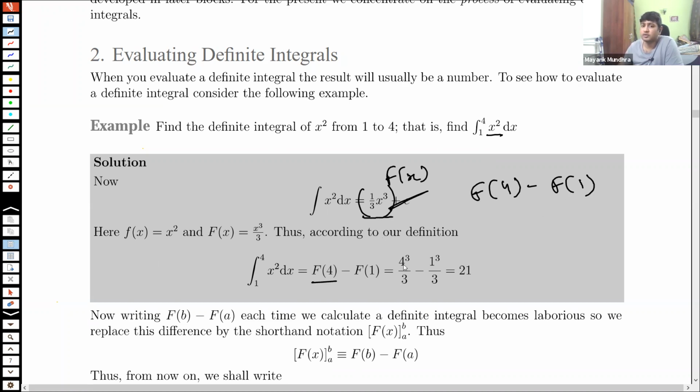Now capital F of 4 for this function is 4 cube by 3 and capital F of 1 is 1 cube by 3. So 4 cube minus 1 cube by 3. I know that 4 cube is 64. So 64 minus 1 by 3. So that's 63 by 3. So that's 21.